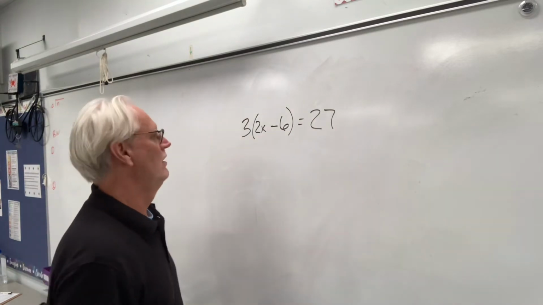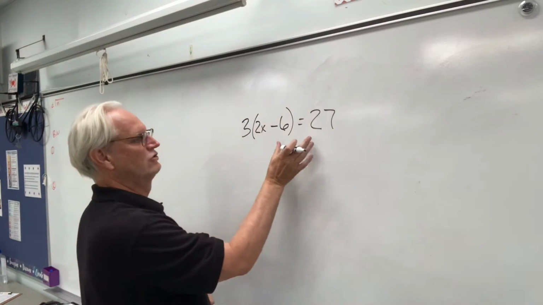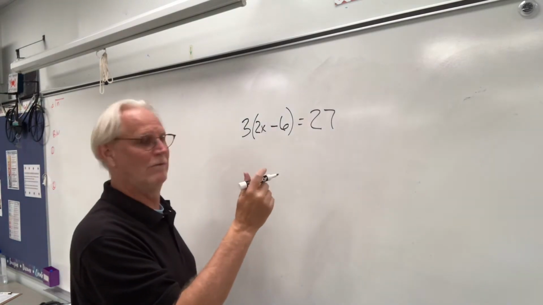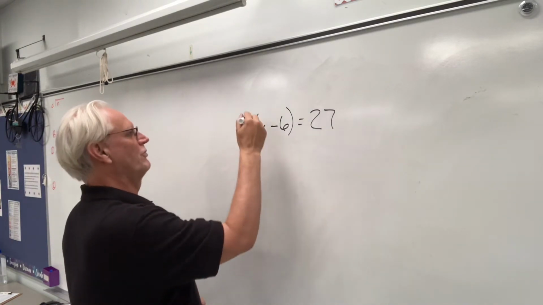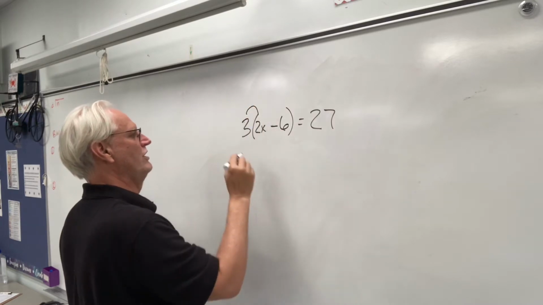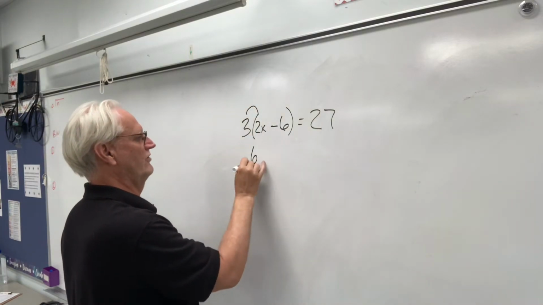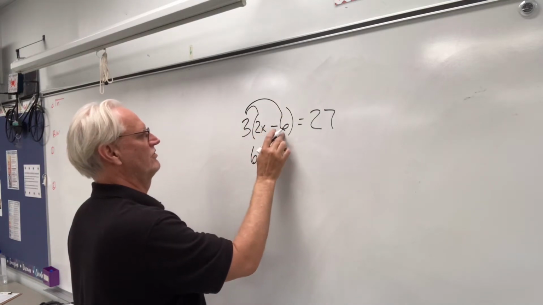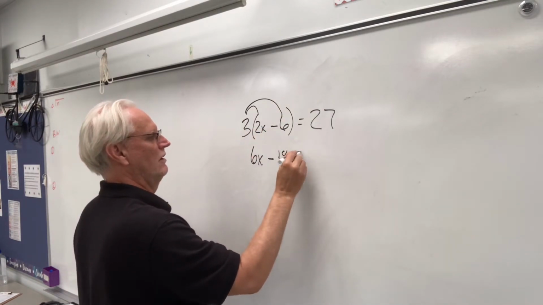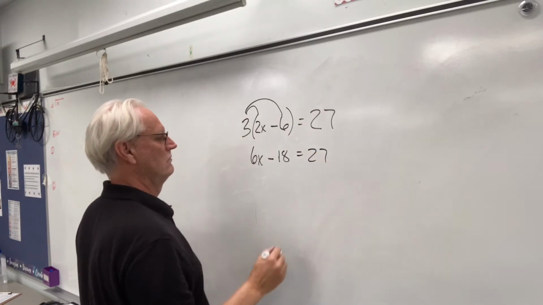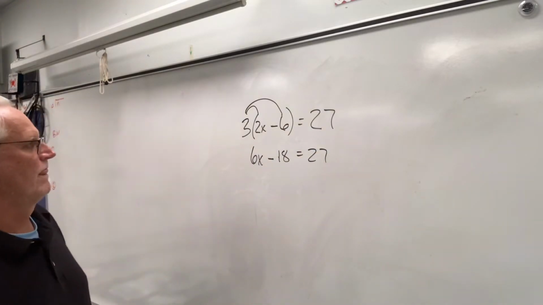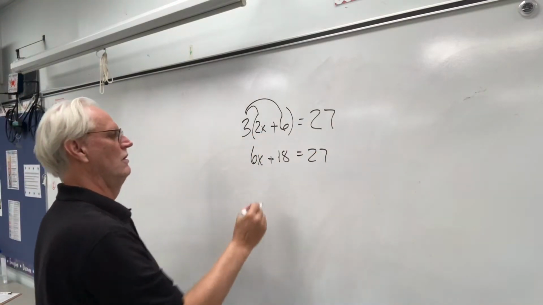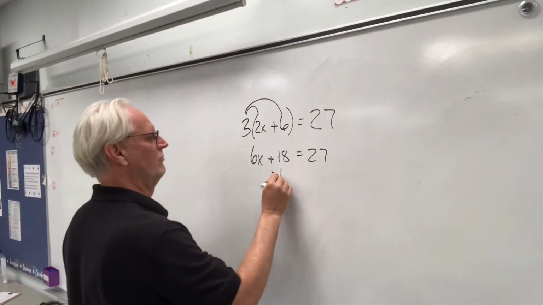So here we go. This is a problem that has distributive property. We're going to do 2 or 3 problems here. So we're just going to do 3 times 2x, which is going to give us 6x, minus 3 times 6, which is 18, and that equals 27. So we're going to make this a plus.